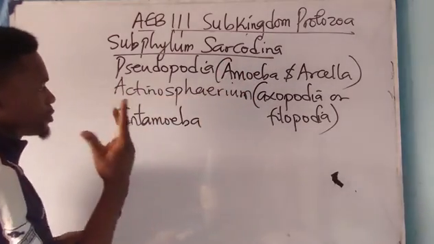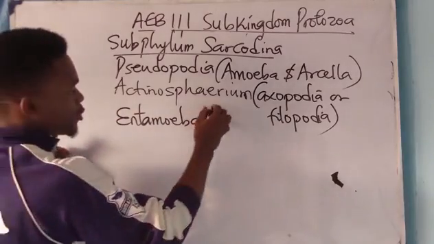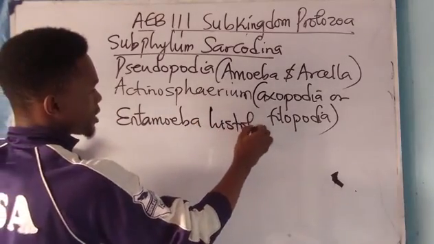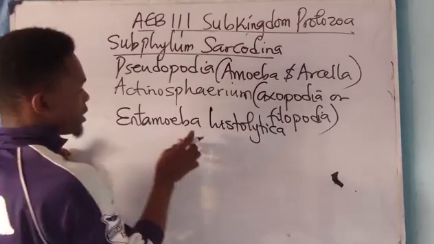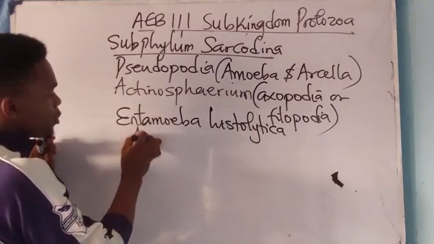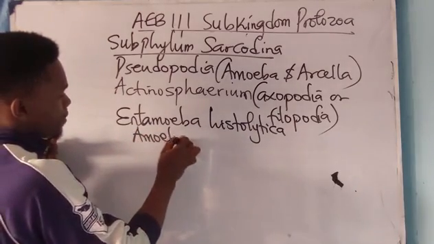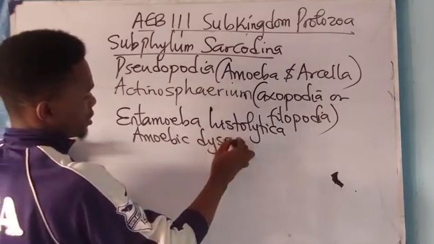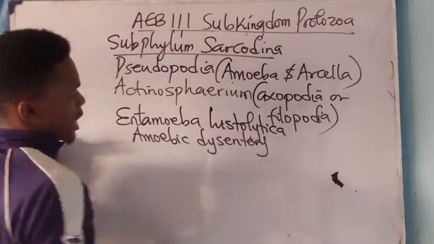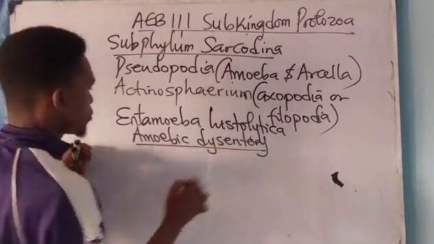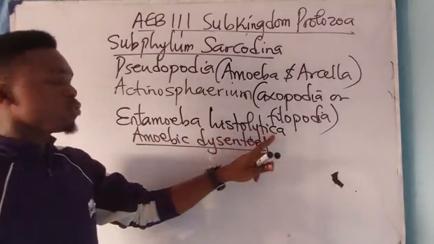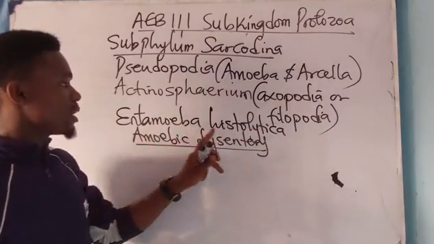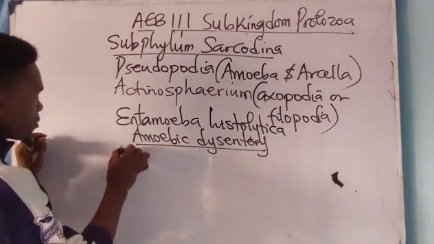We have three species. Entamoeba histolytica actually causes amoebic dysentery. Amoebic dysentery is caused by Entamoeba histolytica.